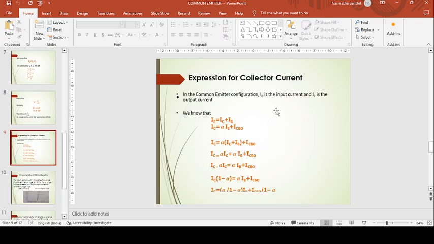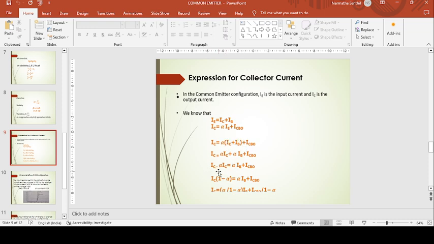Next, the expression for collector current. In common emitter configuration, IB is acting as the input current and IC is the output current. We take the general relation, IE is equal to IC plus IB. We know that IC is equal to alpha IE plus ICBO. So IC is equal to alpha times IC plus IB, instead of IE substituting the value of IC plus IB. Next multiply the alpha inside.